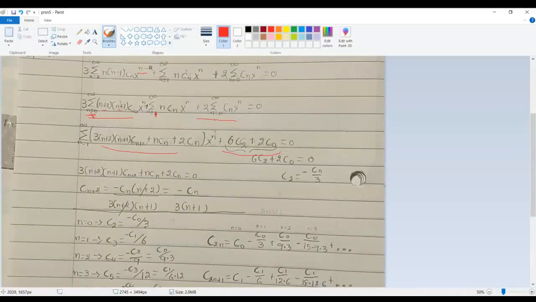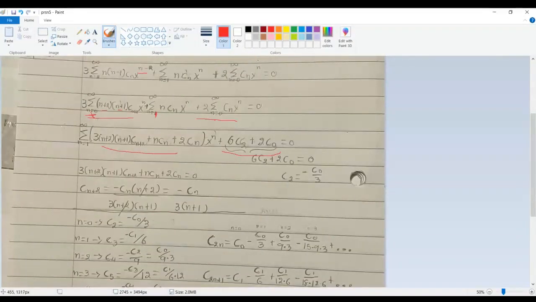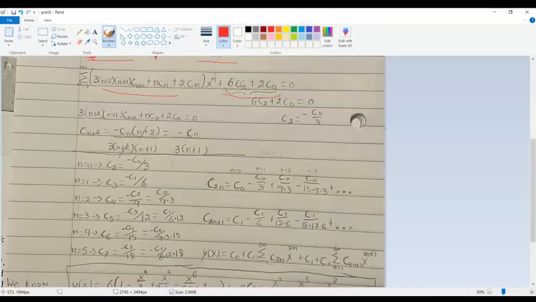So with this, we can just solve for C2, which is going to be equal to negative C0 over 3. And because we already know what C0 is, C2 is just going to be equal to negative 2, but that's besides the point. And so we just separate this from here and solve for C(n+2), which is going to give us negative C_n over (3n+1).